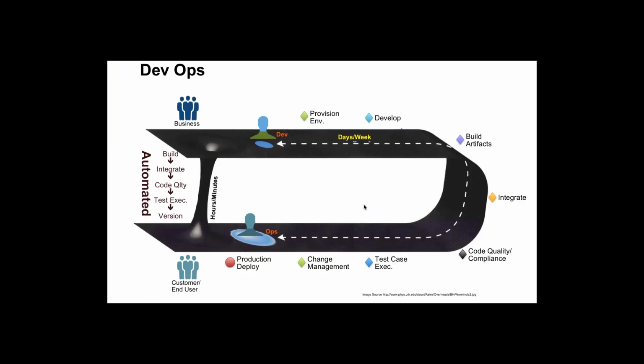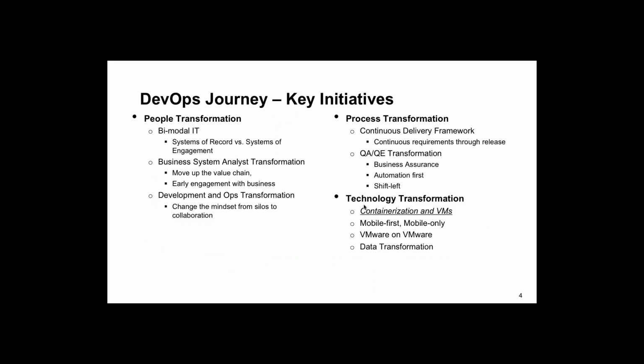So how can we enable such a shortcut from the business feature definition all the way into a feature that's ready for the customer to use? We have to automate the build, integration, code quality, and infrastructure automation, including provisioning of the infrastructure and so on. Some of the key initiatives within VMware IT we have started are people transformation, process transformation, and technology transformation.